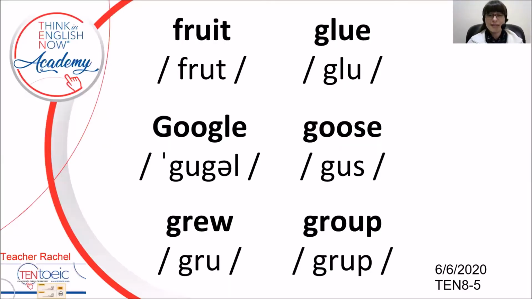Fruit. This is something we eat. And it's the opposite of vegetables, fruit and vegetables. So fruit is like banana, apple, papaya, pineapple. Those are kinds of fruit.